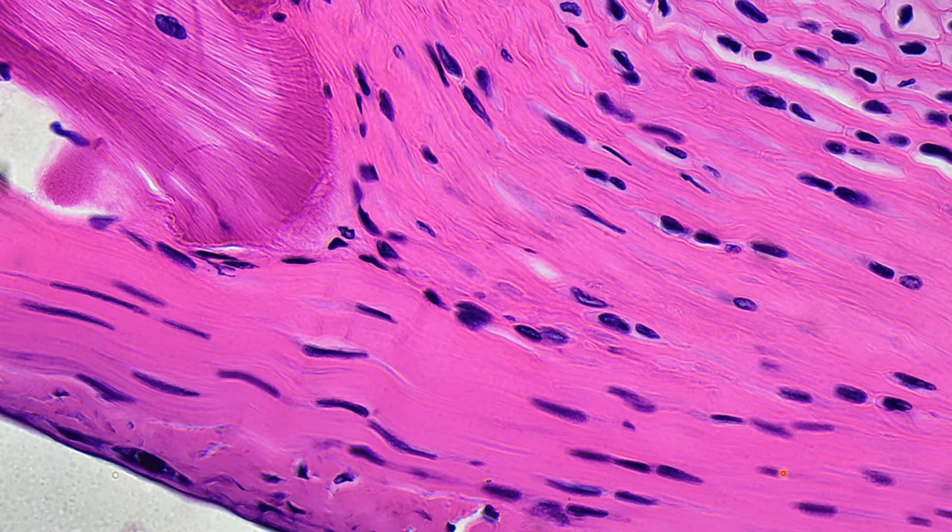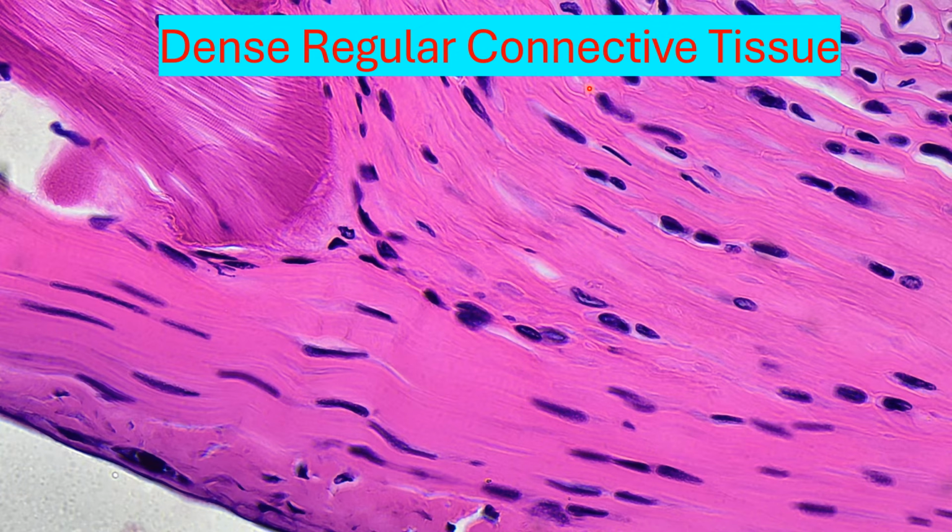Over here though, this is what we're interested in. We can see different nuclei all over the place with collagen fibers that are bundled together in roughly the same direction in a regular-like appearance. Therefore, we have dense, regular connective tissue.